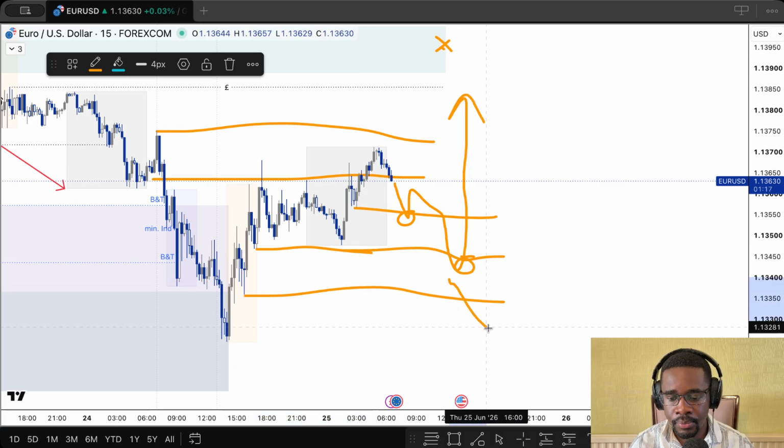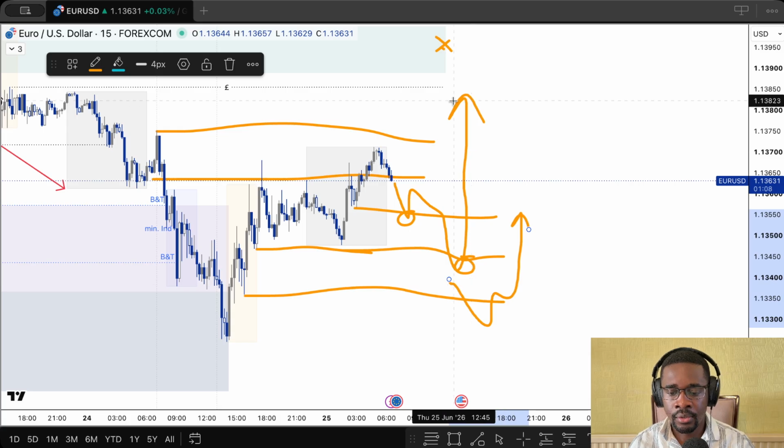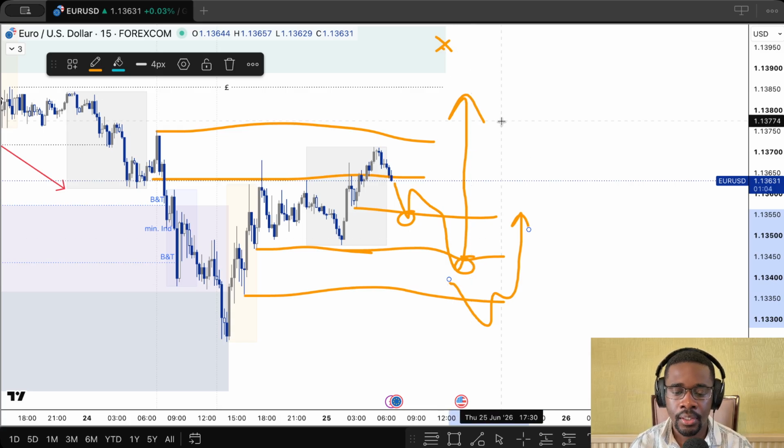So all these are possibilities of price being able to push down, take or sweep any of these areas, right? If that happens, I'm expecting price to react and continue going to the upside.